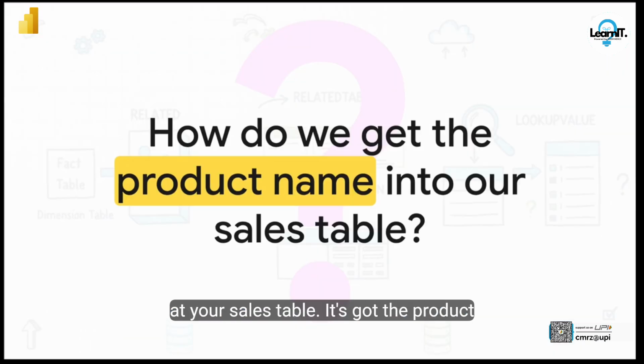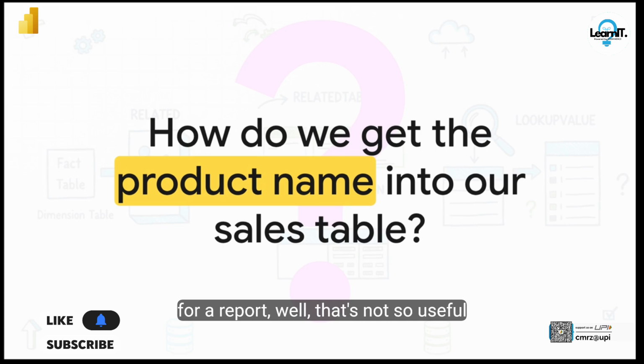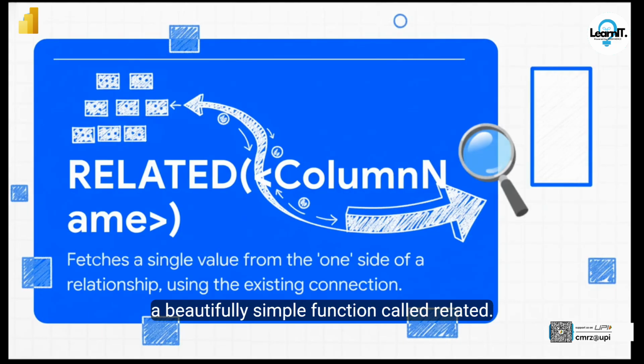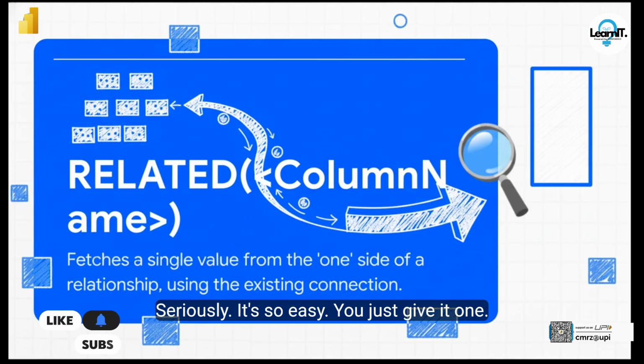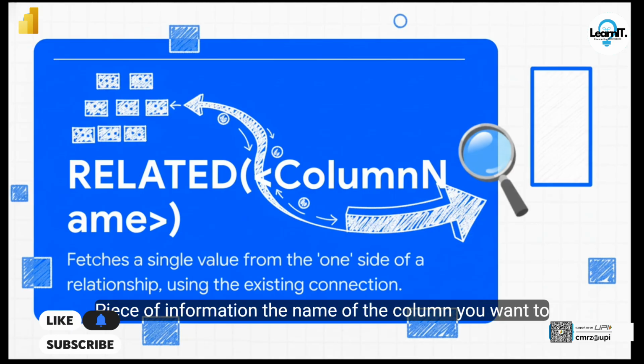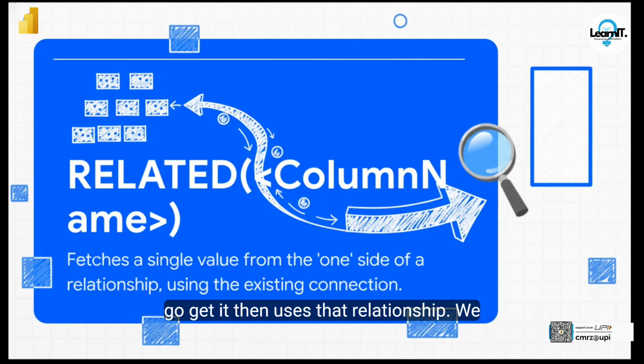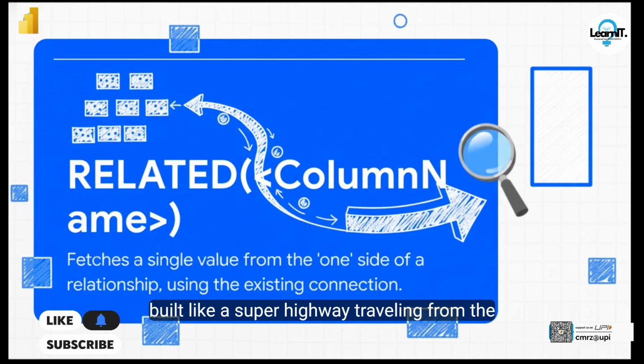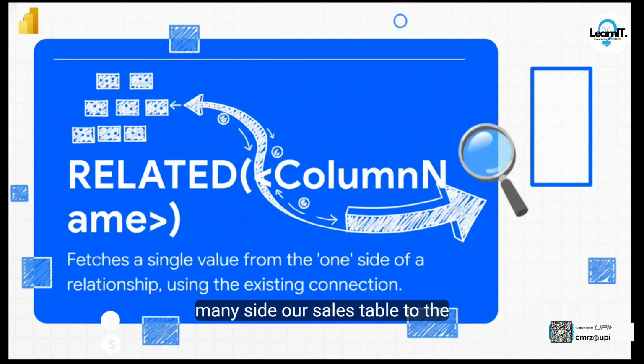So, you're looking at your sales table. It's got the product ID, which is great for the computer, but for a report, well, that's not so useful for us humans, is it? We need the actual product name. So how do we pull that information across? And the answer is a beautifully simple function called RELATED. Seriously, it's so easy. You just give it one piece of information, the name of the column you want to go get. It then uses that relationship we built like a superhighway, traveling from the many side, our sales table, to the one side to grab that value for us.